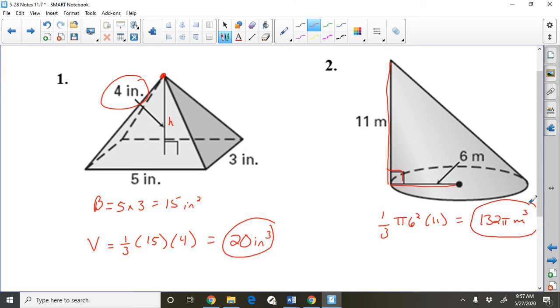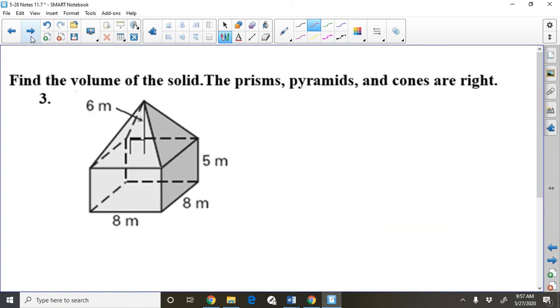Leave your answers in exact form in terms of pi, unless it's one of the couple problems in the homework where I told you to round. In this volume problem, I want to find the volume, and what I have is a prism with a pyramid on top of it. And again, I want you to show your work.